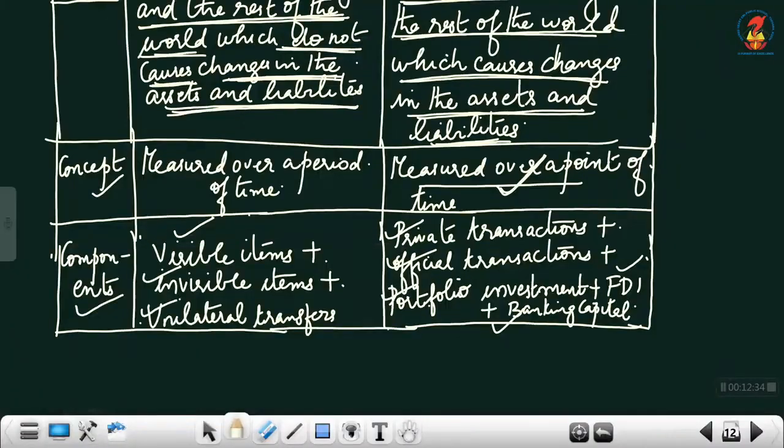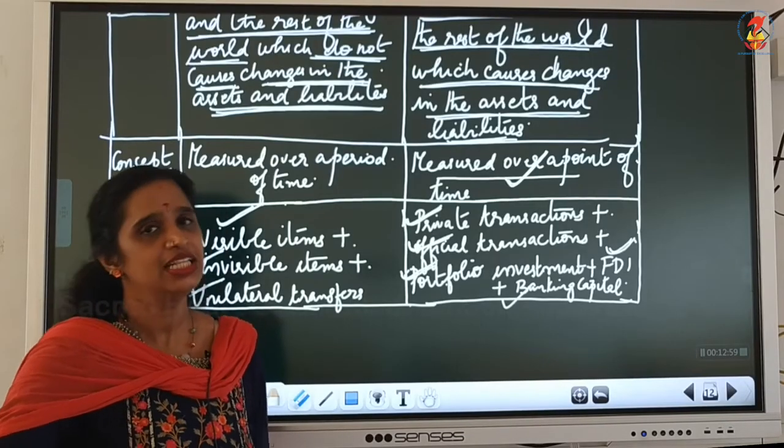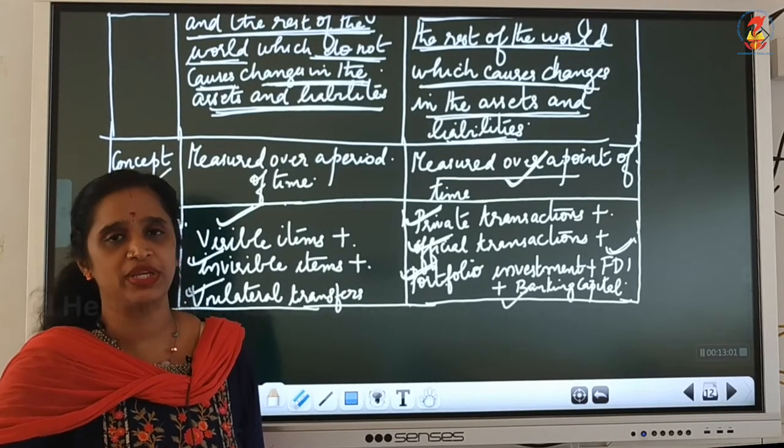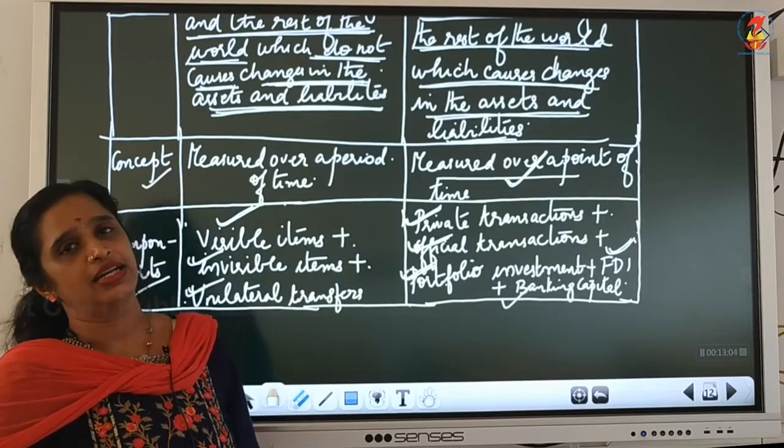What all components are involved in the current account and capital account? I need not explain it again. You all know it. You have learned. The current account consists of visible items, invisible items, and unilateral transfers, whereas capital account consists of private transactions, official transactions, portfolio investment, FDI, and banking capital. This is what about the difference between capital account and the current account.